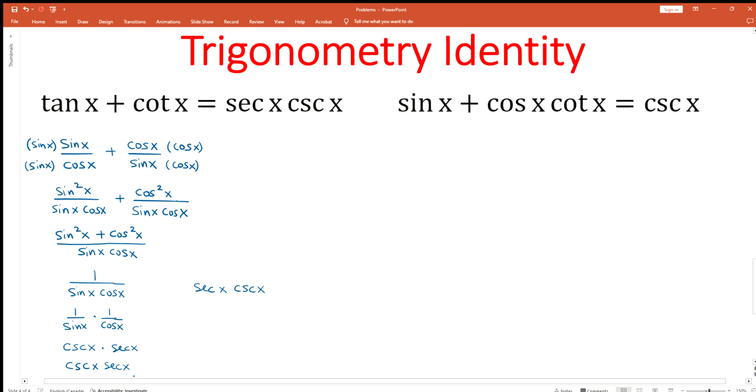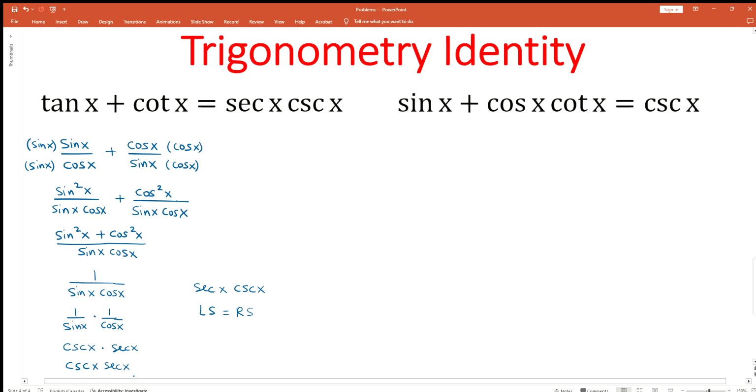This is the expression on the right side of the given identity, so we have proved that left side is equal to right side. So we have proved the first identity. Now we can prove the second identity. Sin x plus cos x times cotangent x equals cosecant x.